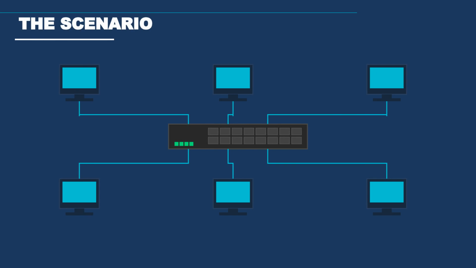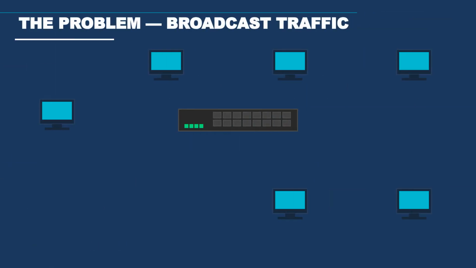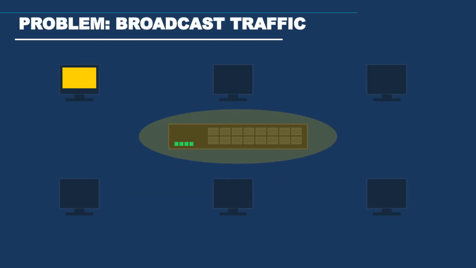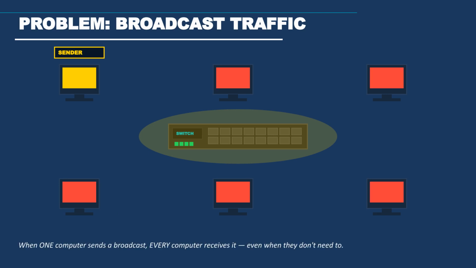Consider this simple scenario. One switch connects 6 computers, and everyone is currently on the same network. The problem with this setup is broadcast traffic. When one PC sends a broadcast, it hits every device on the network. This wastes bandwidth and compromises privacy. When one computer acts as a sender and sends a broadcast, every other computer receives it, even if they don't need the information. This is a broadcast domain issue.